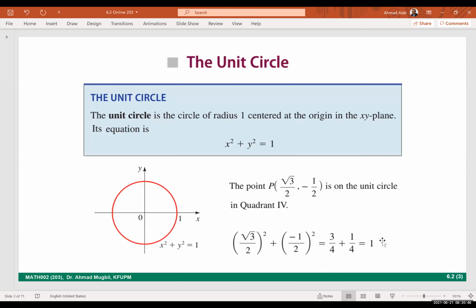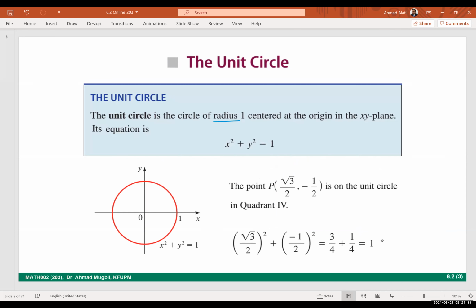You know, Shabab, all of you know about the unit circle. What is it? The unit circle is the circle with radius 1, centered at the origin. This is the special name. It is a unique circle. There is no circle with this name other than the unit circle. Its equation is x squared plus y squared equals 1.